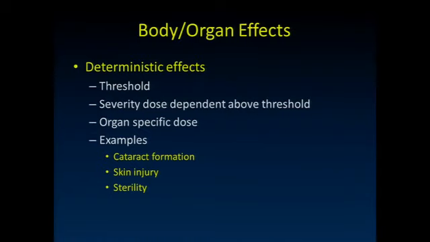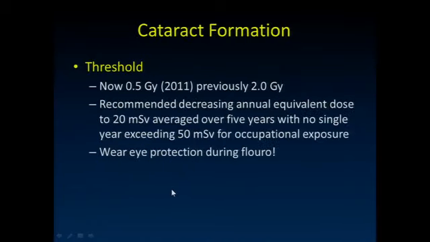So again, using skin injury as our example, we don't think that skin injury occurs if the radiation level is kept below a certain amount. And then if it goes above that, the severity of the skin damage increases as the radiation exposure goes above that level. And each organ has a specific dose for which that occurs, and the classic examples are cataract formation, skin injury, and sterility, and they're the ones I'll mention here.